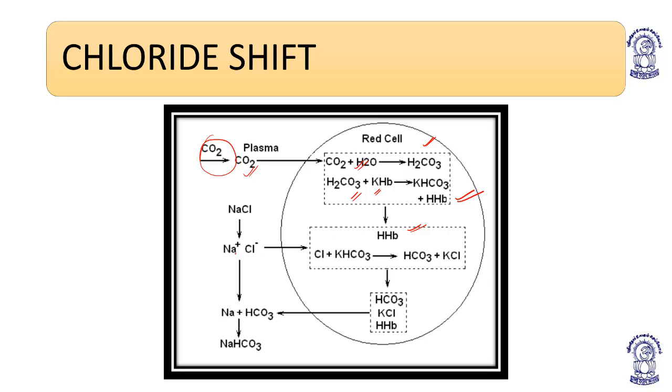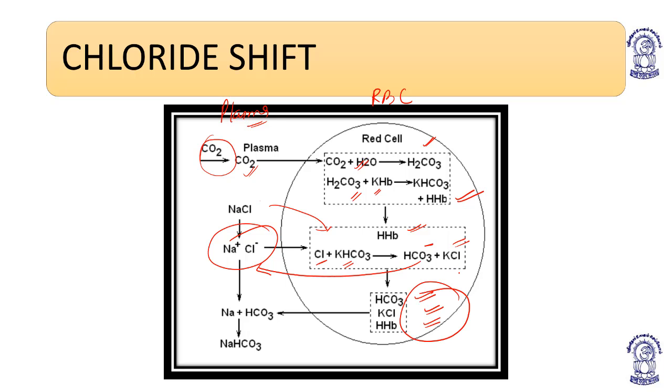Now, the Cl minus comes from the dissociation of NaCl into Na plus and Cl minus. So Cl minus combines with KHCO3 to release HCO3 minus ions, and KCl is formed. HCO3 minus ions come out. This is the red blood cell, this is plasma. Cl minus goes in from plasma to RBC, and HCO3 minus ions come out. HCO3 minus, KCl, and HHb all increase in the red blood cell. So HCO3 minus increases both in red blood cell and plasma, Cl minus increases in red blood cell, and HHb also increases in red blood cell.